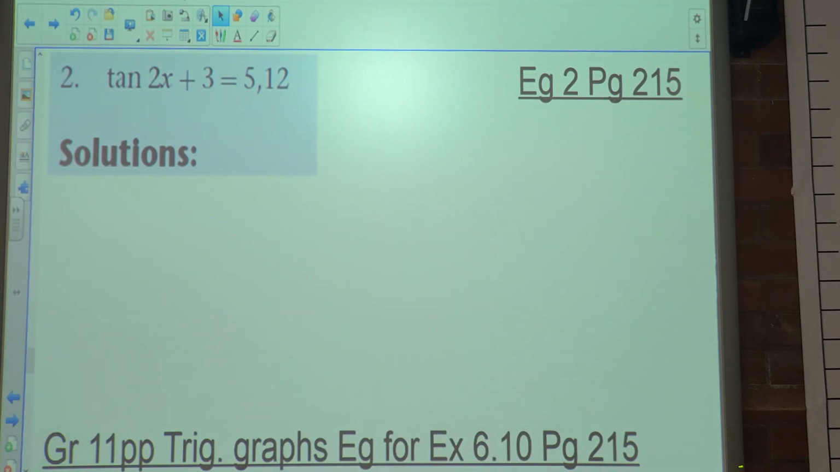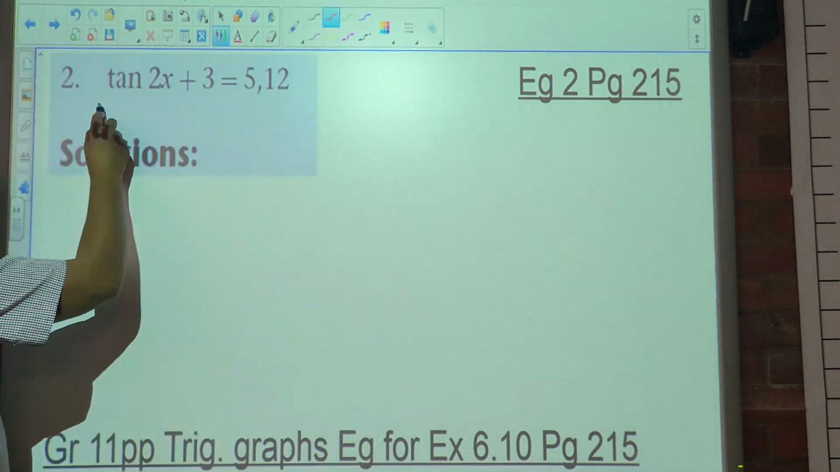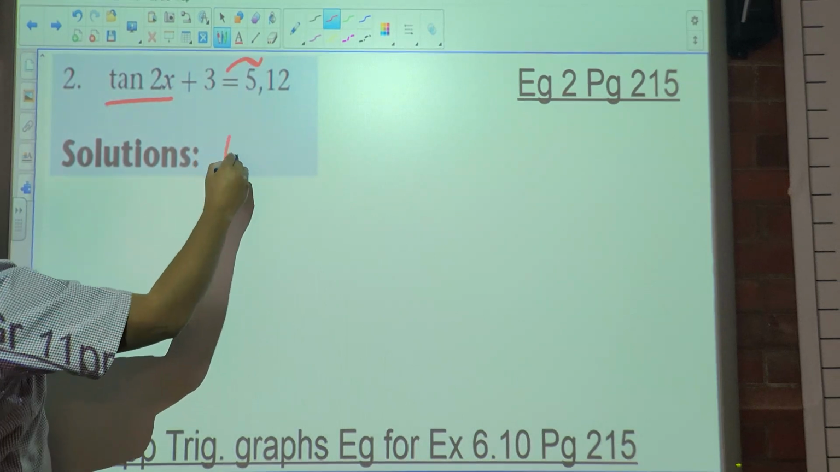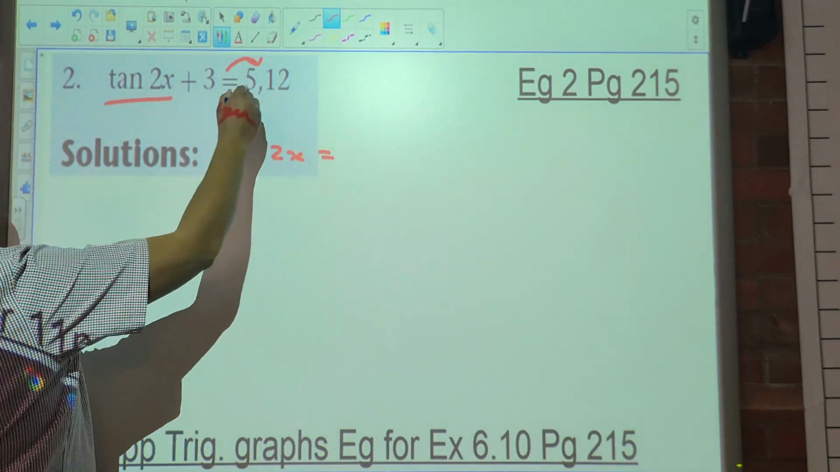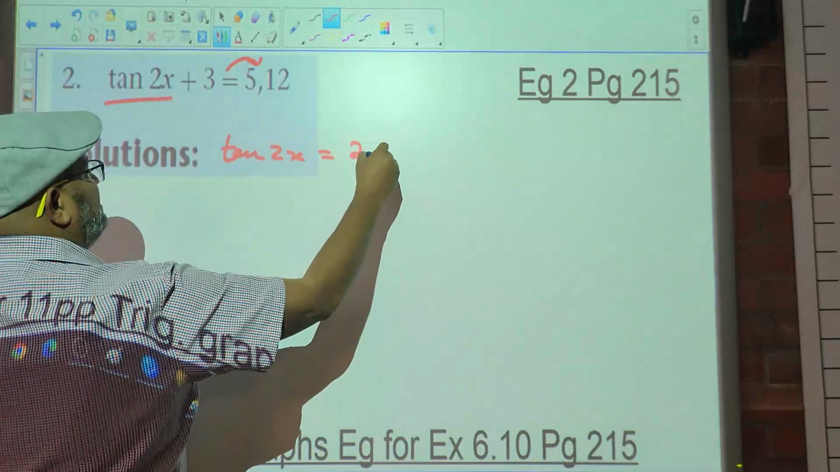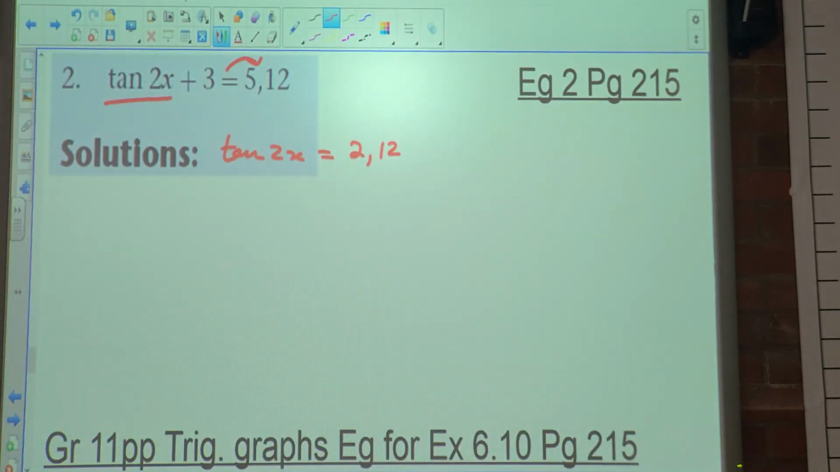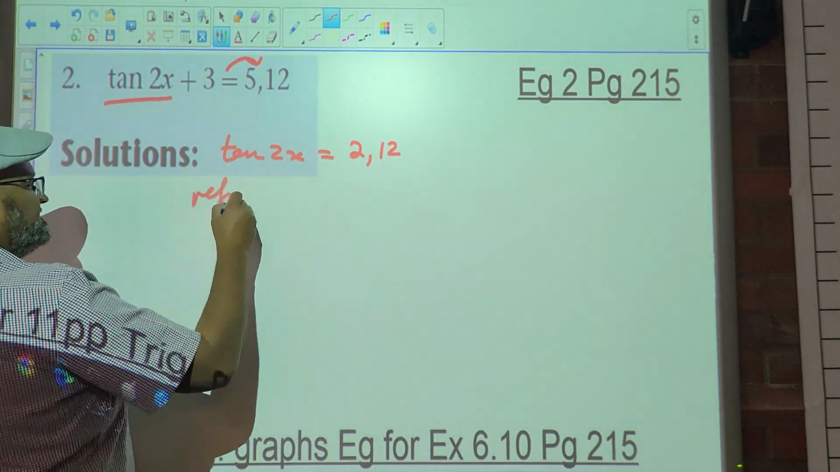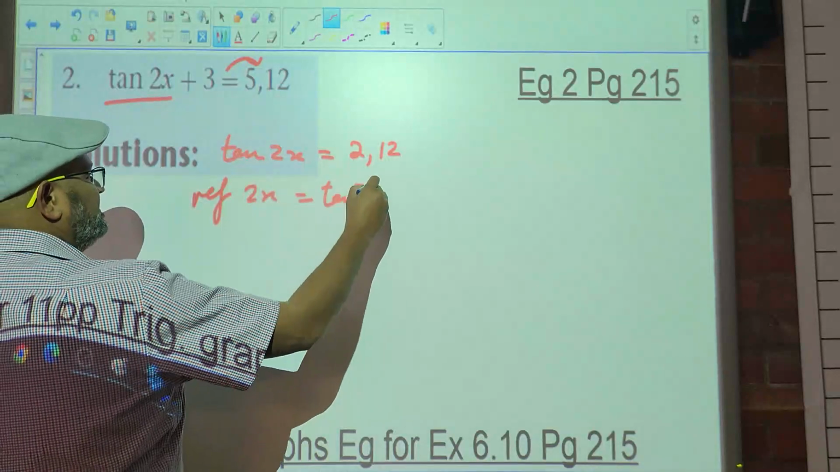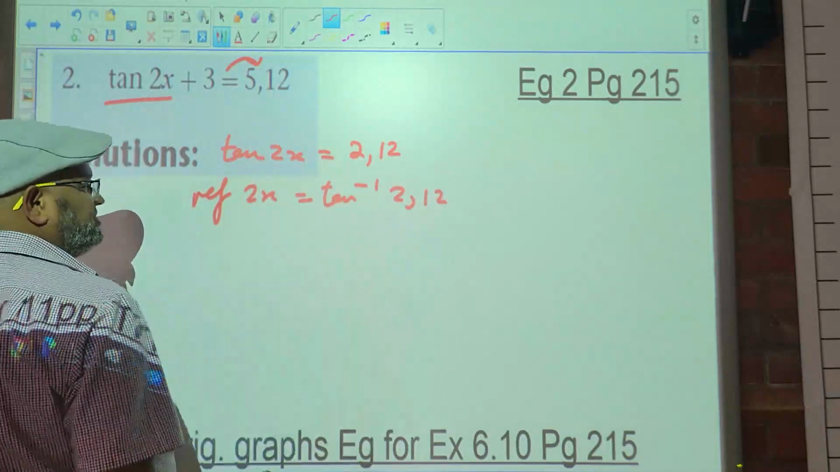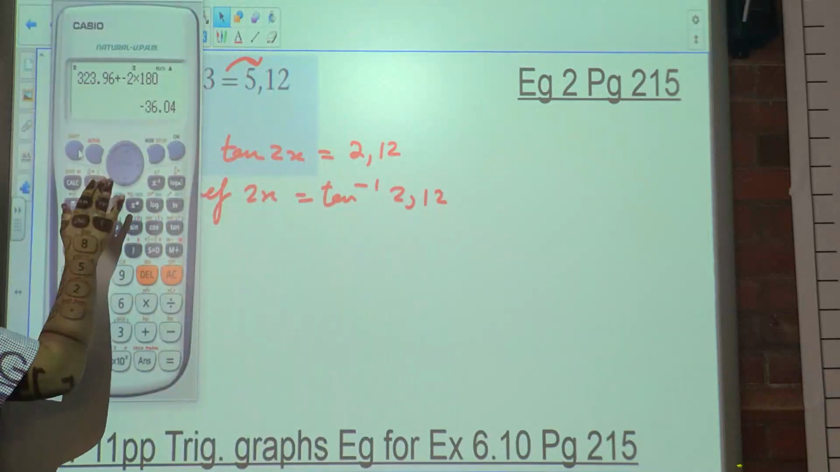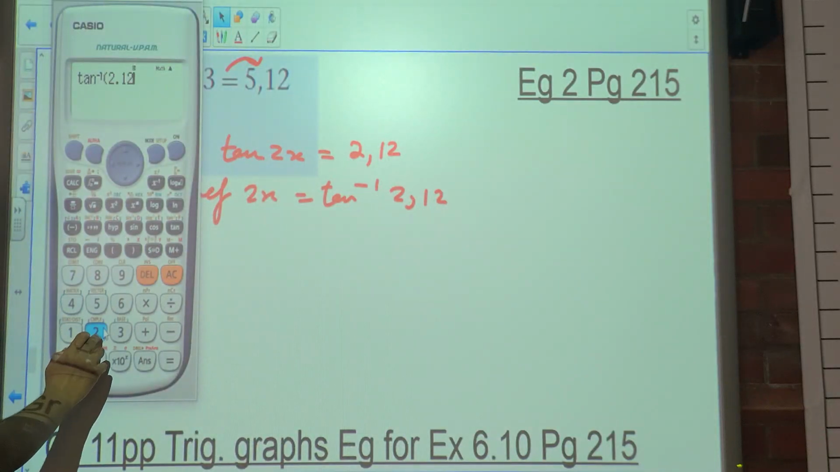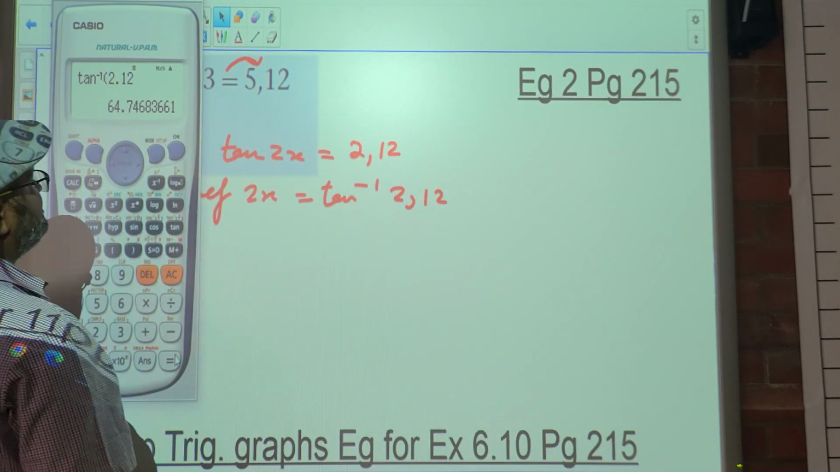Here we have tan of 2x plus 3 is equal to 5,12. So where do we start? We first get the trig ratio on its own. How do I get the tan on its own? By taking 3 over. So it's going to be tan of 2x is equal to 5,12 minus 3, 2,12. Now what do I do? Arctan. So I say 2x is equal to arctan of 2,12. So arctan of 2,12 gives us 64,75.